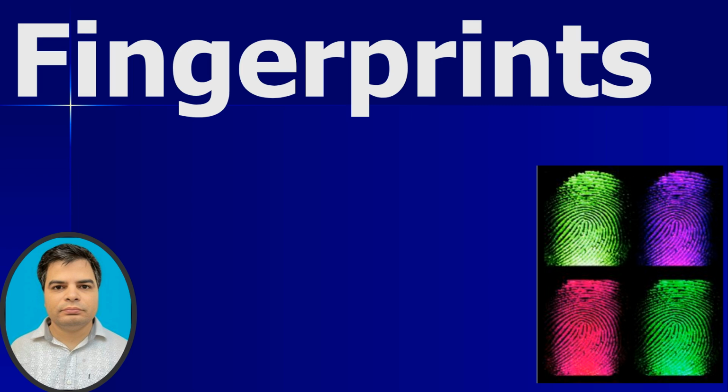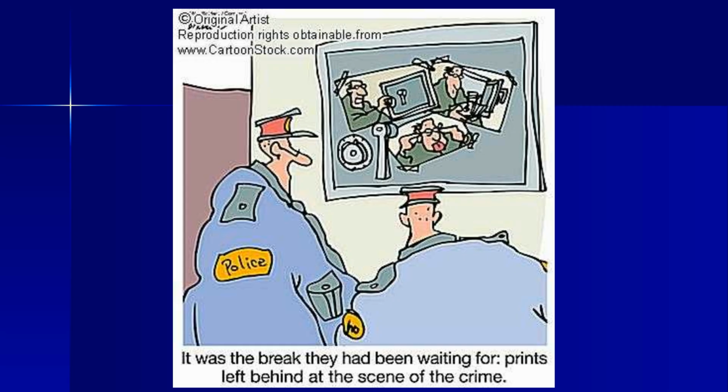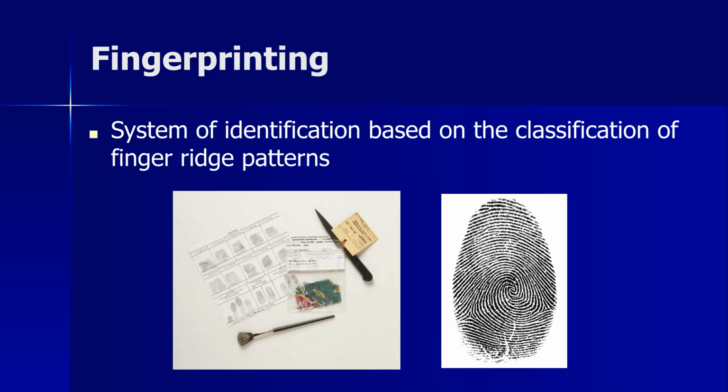Welcome to this video on fingerprints. We will explore the fundamentals of fingerprinting and how they are used for identification. Fingerprints are often the key to solving crimes, providing crucial evidence left at the scene. Fingerprinting is a system of identification based on classifying the unique patterns of finger ridges. This method is fundamental in forensics.